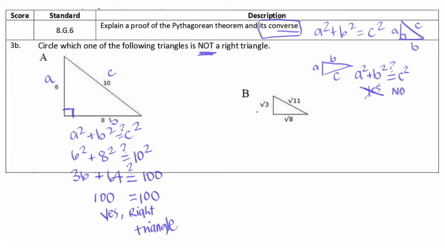All right, next, triangle B. This says the side length is not a whole number. The side length is the square root of 3, square root of 8, square root of 11. So we have to be really careful with that. Square root of 11 is the longest side, so let's say that's C. We'll switch this up this time. It doesn't matter which one's A and which one's B as long as they're both legs. So this time we have A is square root of 8. We're going to square that. Plus B is square root of 3. We're going to square that. Equals C squared. Square root of 11 is C, and we're going to square that.